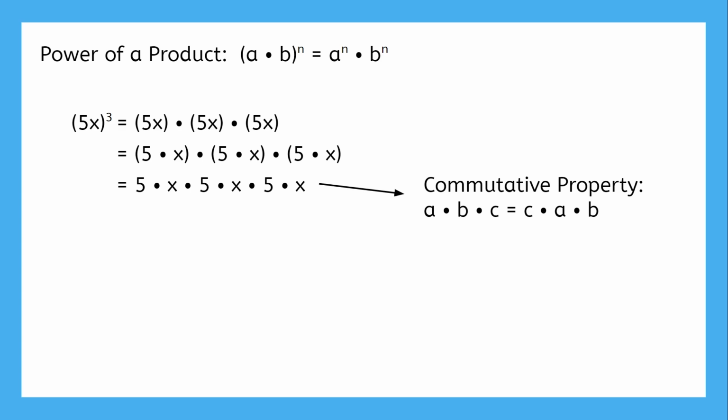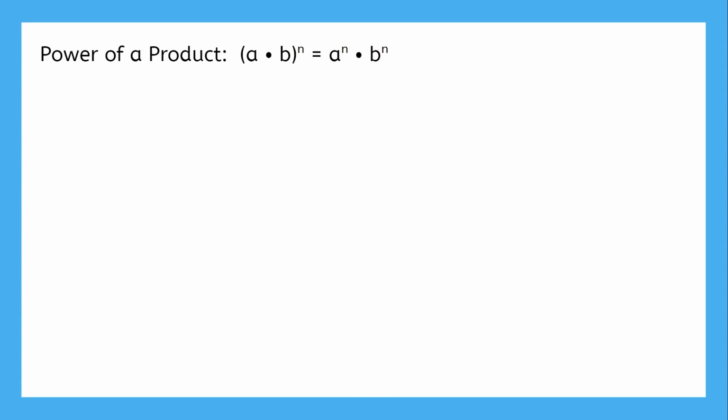Here's where that commutative property comes in. As long as there are 3 5s and 3 x's, the order of multiplication doesn't matter. So we can reorder them so that all the 5s are together and all the x's are together. And now we can say that 3 5s are being multiplied together and 3 x's are being multiplied. So the power of a product rule is based on the idea that multiplication can always be reordered. The key here is that the operation inside the parentheses has to be multiplication.